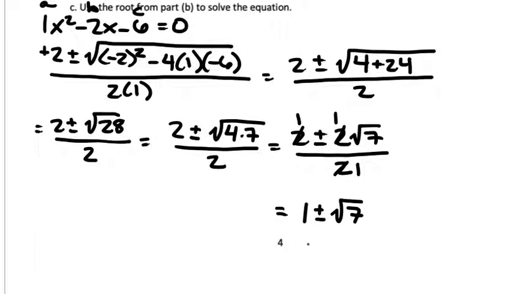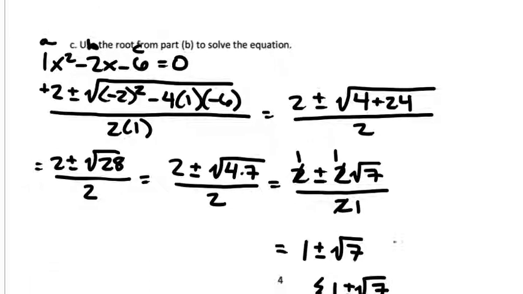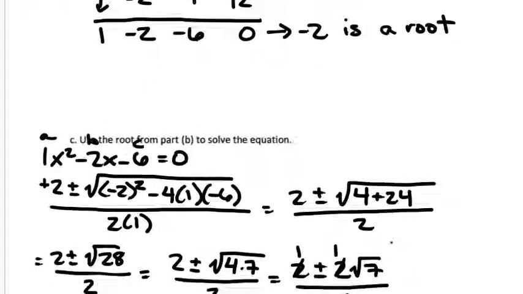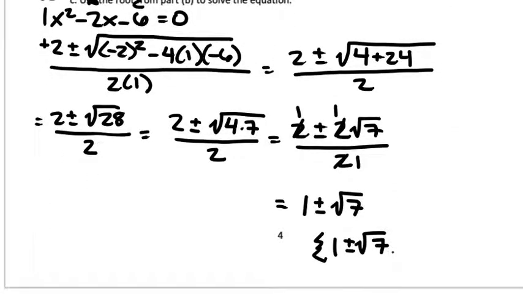So I'm going to put that in the bracket along with my other answer that I found up here, which was -2. So 1 plus or minus square root of 7 and -2, those are my solutions. So now you should do the homework problems for this section.